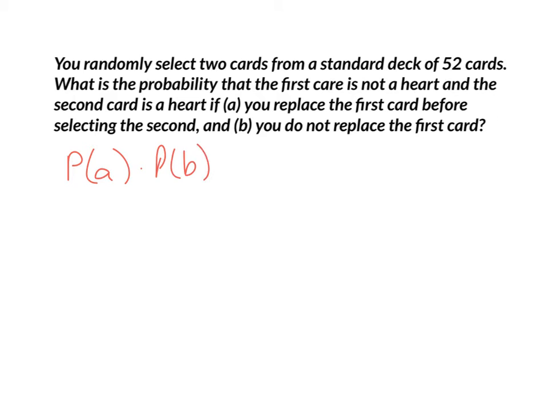But there's no condition there because you're putting it back. So your second pick has no effect from your first pick because you're putting it back in the deck. So you still have 52 cards. So the way you'd work that one out is you would just say, okay, the chances of getting not a heart on the first card is 39 out of 52.